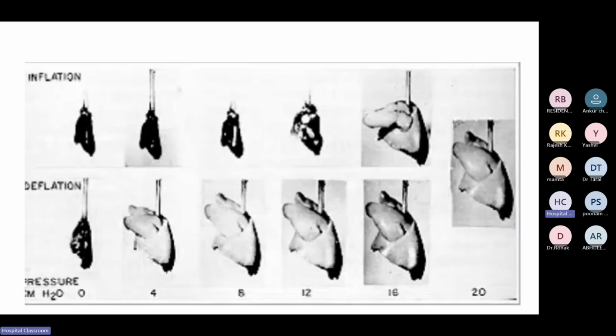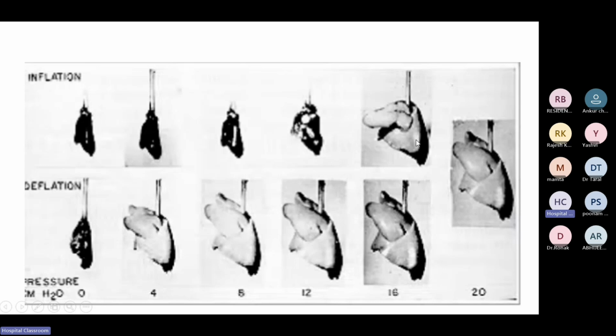So this is just like the PV loop which I showed. Initially, as you give pressure, the lung volume does not increase much until a point comes where even a little pressure increases it. See here, at a pressure of 12 your lungs are collapsed. As soon as we made the pressure 16, the lung volume increased very well.